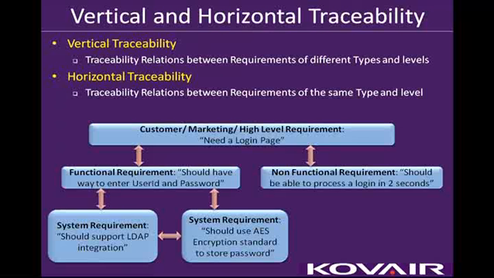Then to implement the functional requirements, we now have the system requirements. For example, it says that it should support LDAP integration for single sign-on. There may be a system requirement which says what kind of encryption should be used. All these vertical arrows between the different levels of requirements are the vertical traceability. On the other hand, between the two system requirements, the horizontal arrow shows the horizontal traceability, where the requirement for LDAP integration and the requirement for encryption are related to each other, so that you know whether that particular encryption technology is used for LDAP or not.